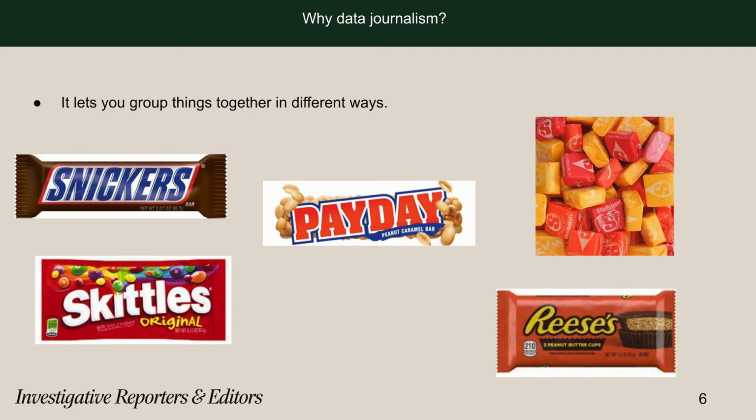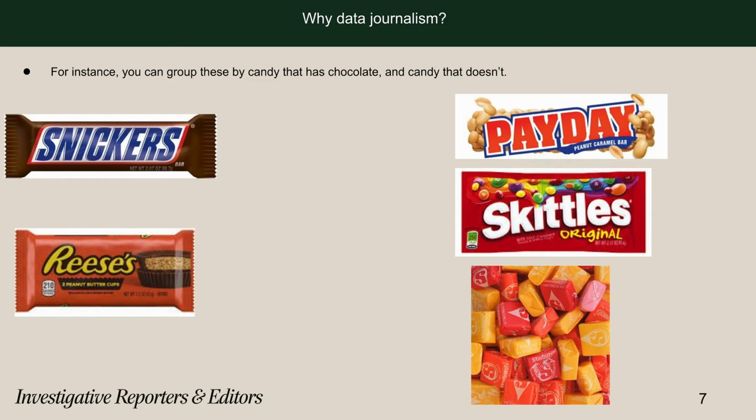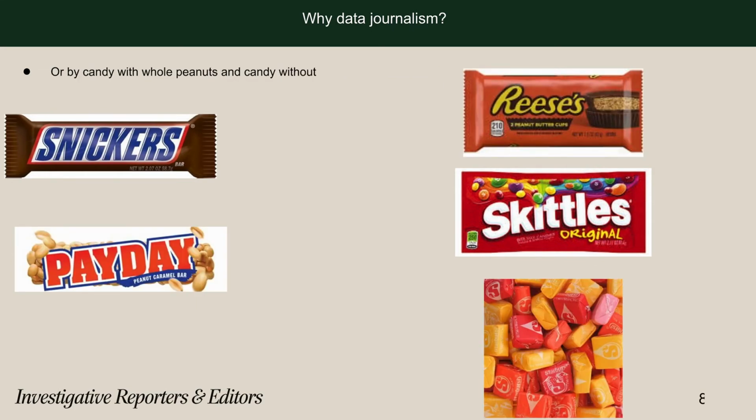Data journalism also allows you to sort and filter things. We're going to do this with candy bars, kind of a silly example here. It allows you to group things together in different ways, and the sort and filter in your Google Sheets or in your Excel allow you to do so. For instance, you can group the candy bars by those that have chocolate and those that don't. On the left have chocolate, on the right they do not. So you can group them together that way. It presents the information in a different way.